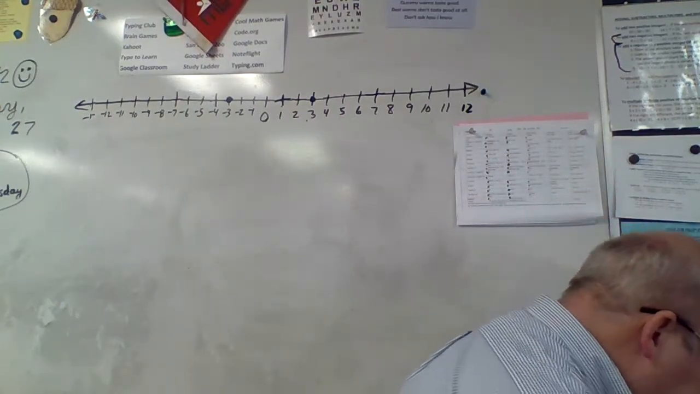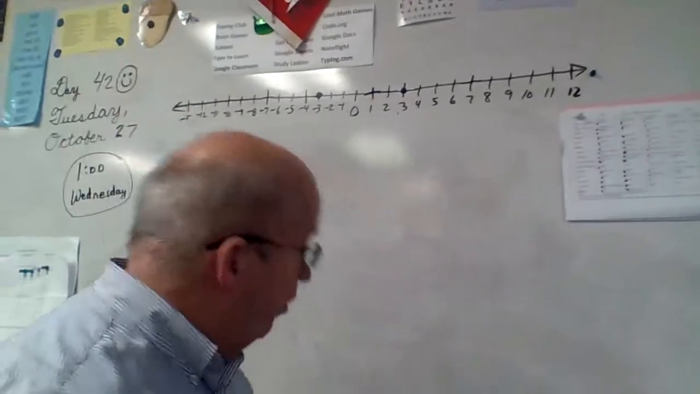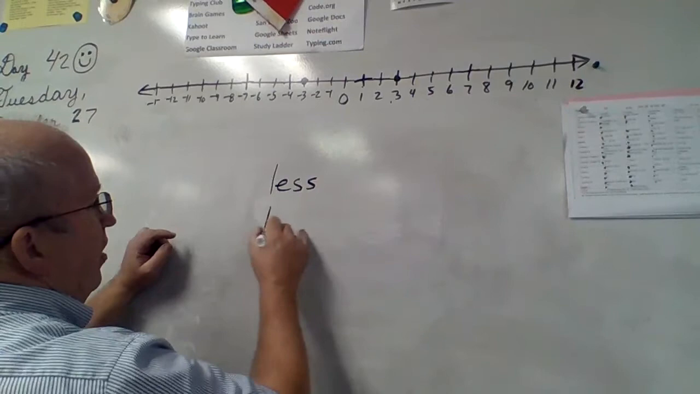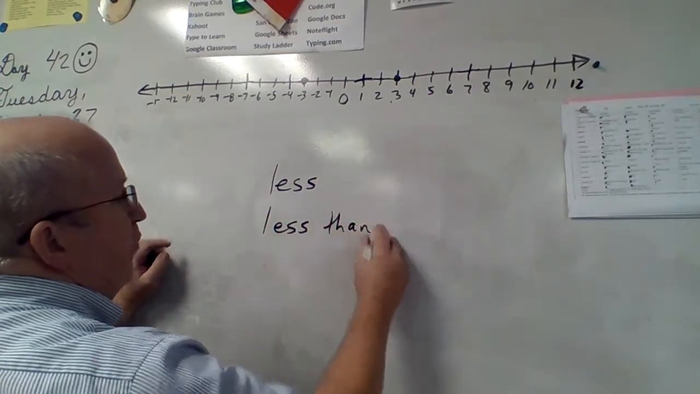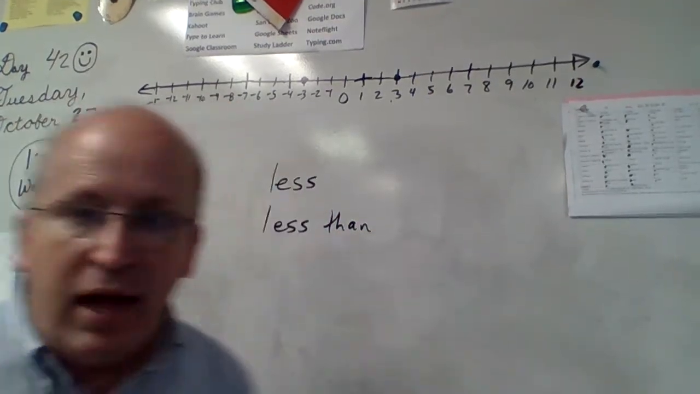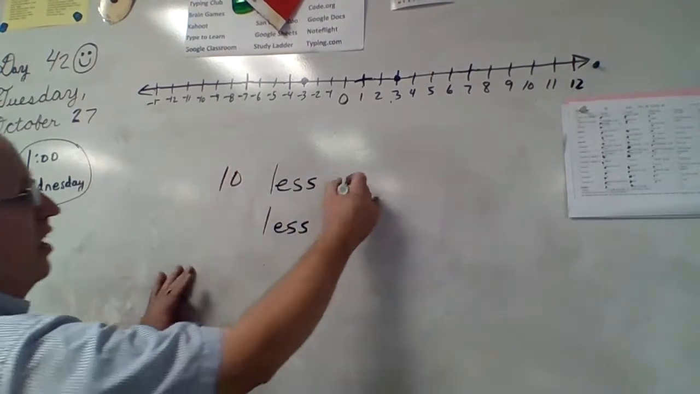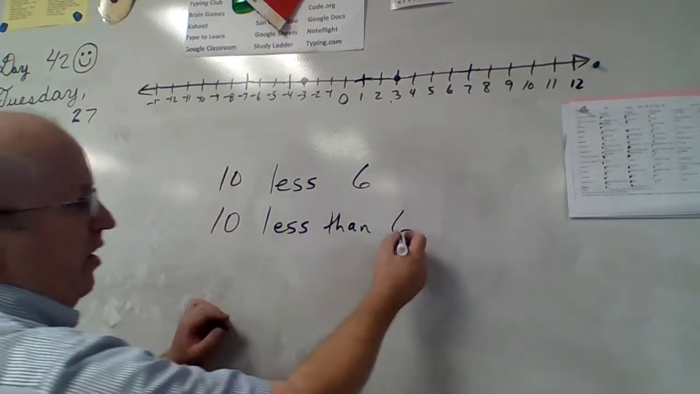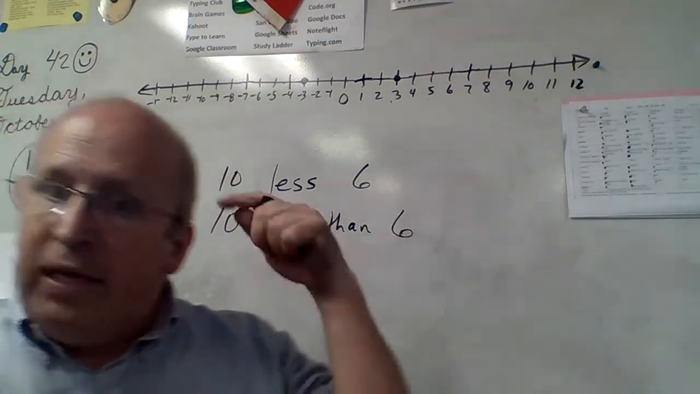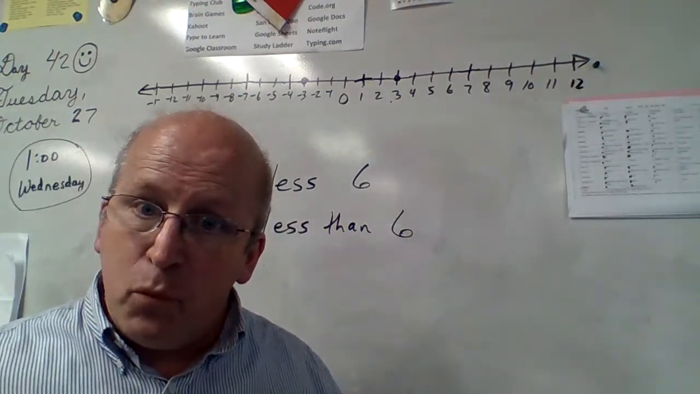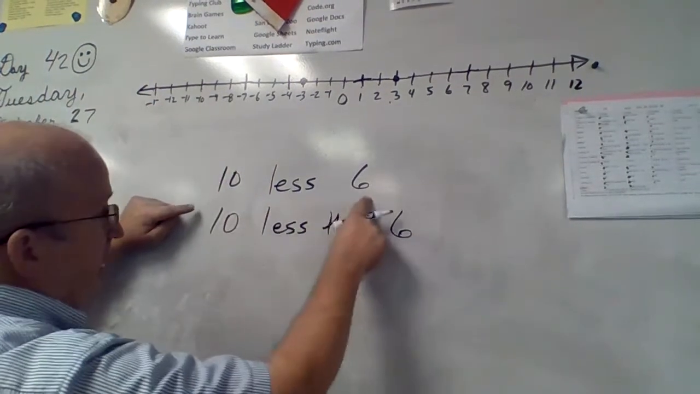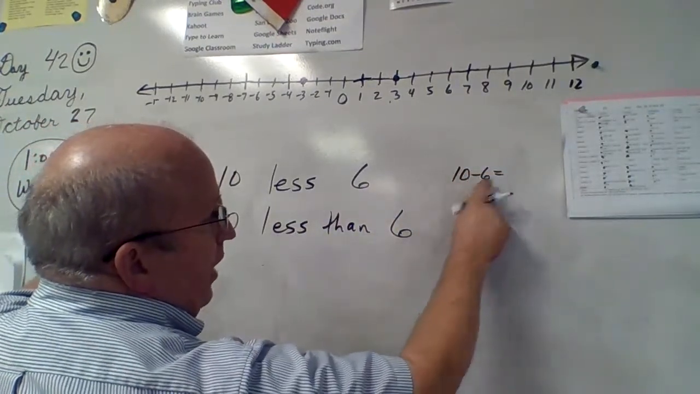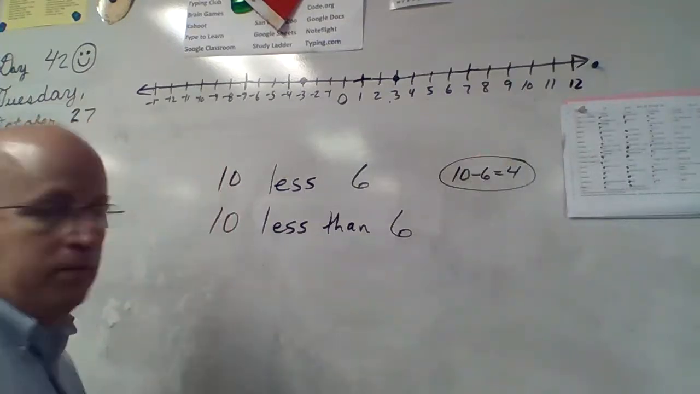The second thing we need to be familiar with is something that confuses 6th graders a lot, and that is these two phrases, less and less than. There is a difference. They're not the same thing. If I say 10 less 6, that is not the same thing as 10 less than 6. So please get this into your brain as best as you can, okay? This right here, 10 less 6, is the math problem, 10 minus 6, and the answer is 4. Okay?